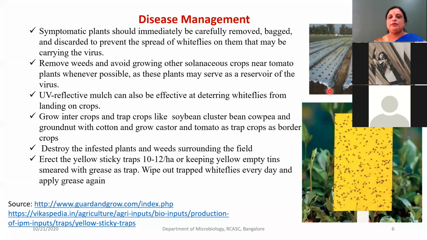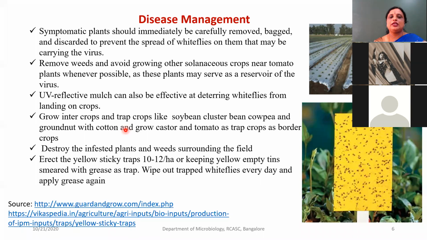And use UV reflective mulches. For example, this is one of the images where they have used UV reflective mulches. See what happens? This is one of the mechanisms wherein the flies may not get attracted to this particular plant. The UV reflective rays may inhibit the insects from coming towards the tomato plants. That is the reason UV reflective mulches are very effective, and various research has also been done. Nowadays, in most plantations, they are using this kind of UV reflective mulches to prevent insects from coming and infecting the plants.